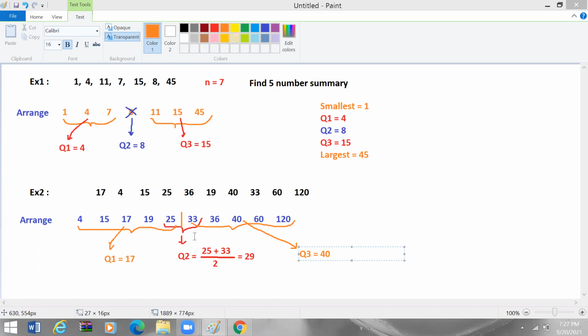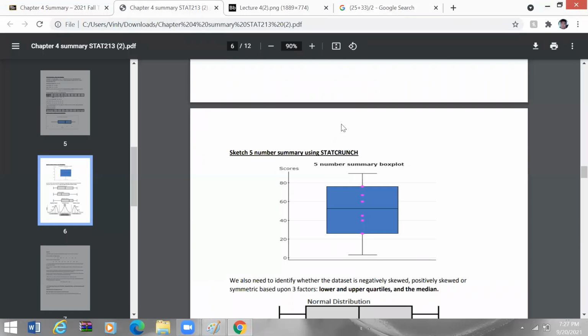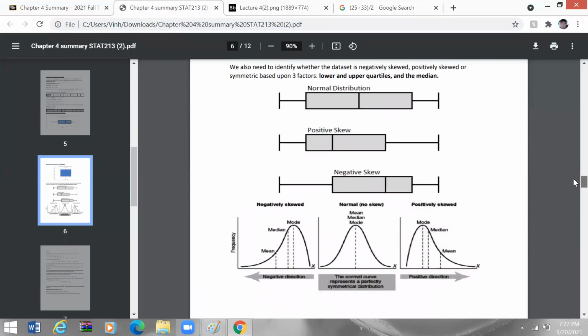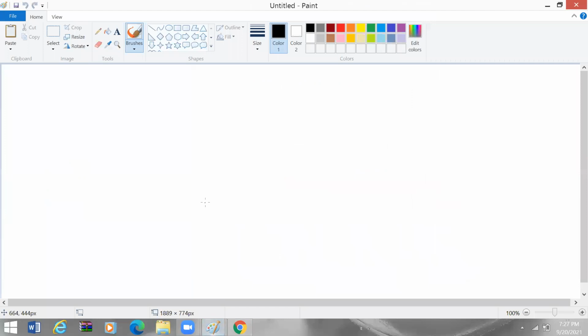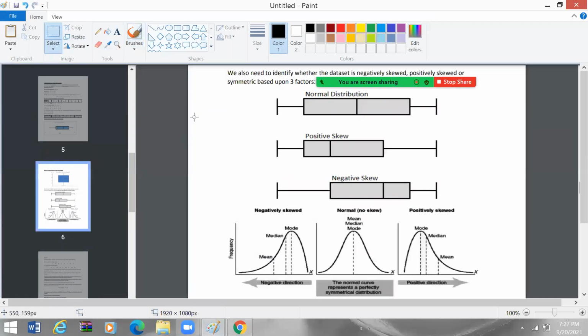Okay. But the thing is, we do not only want to figure out a five-number summary, we also want to check whether it's going to be a positive skew or negative skew. So the positive skew is going to look like this, okay? Positive skew, meaning that the median's going towards the left, okay? So let me just show you what it is. Just copy and paste real quick for that. Okay, so this is what it looks like.